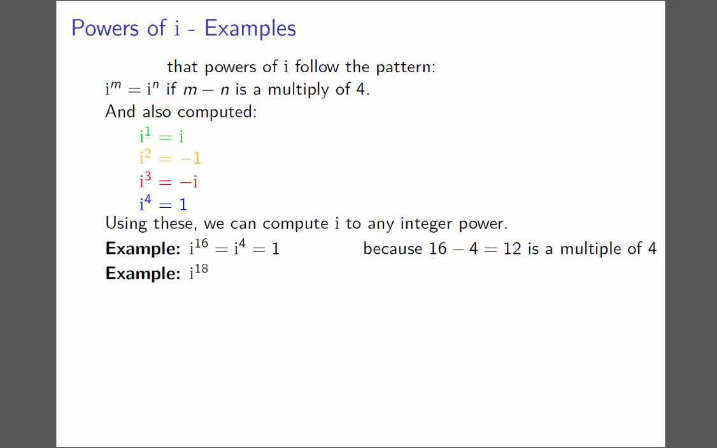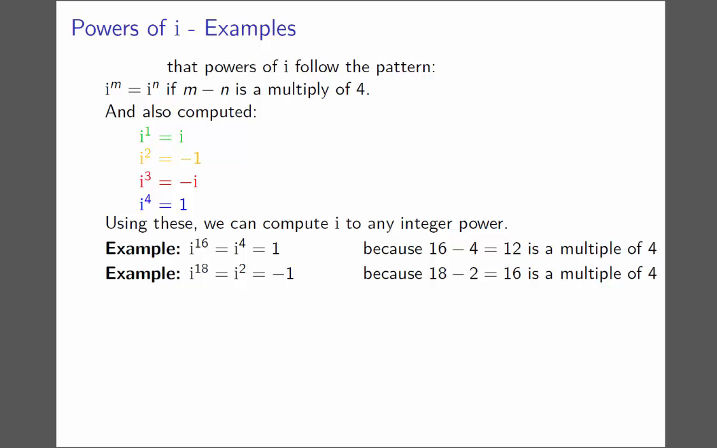What about i to the 18th? Here, i to the 18th equals i squared, because 18 minus 2 is 16, which is also a multiple of 4. And since we know i squared is negative 1, we can conclude that i to the 18th is negative 1.